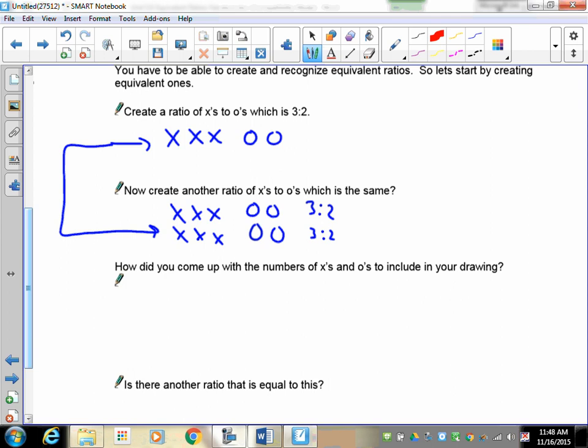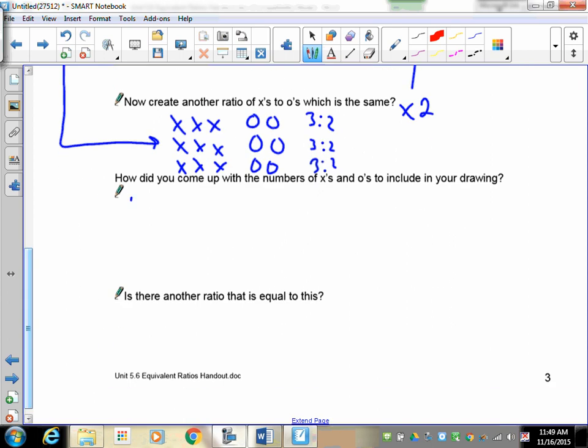So how do you come up with the numbers of x's and o's to include in your second drawing? Well, what we did is we took our first drawing, and you have to put a multiplier in here. I used multiplying by 2. Somebody else might have multiplied by 3, in which case theirs would look like this. There's multiplying by 3. All right. So you multiply both terms of your ratio by the same number.